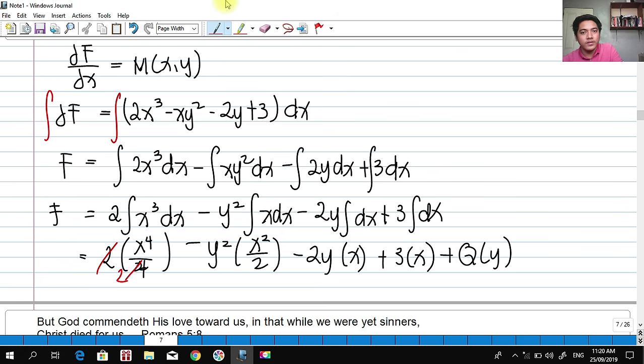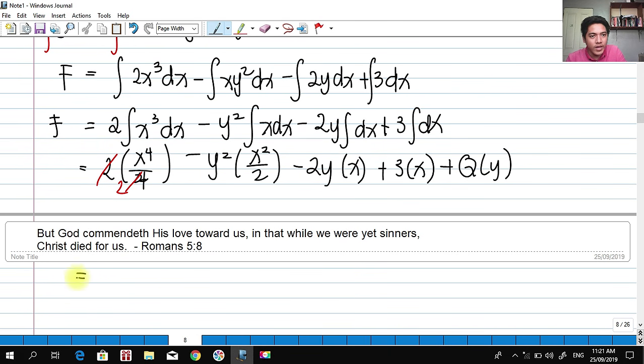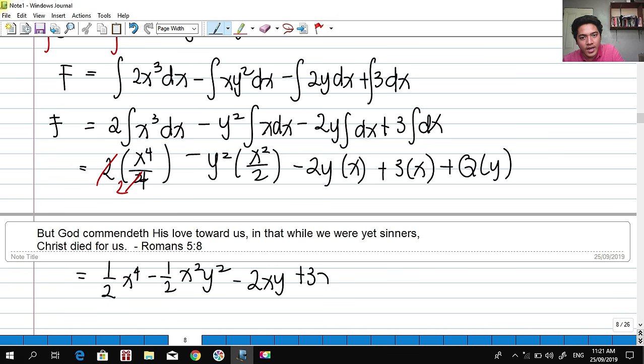So, yeah, we don't have any other terms to simplify. So, let's rewrite that. We have 1/2 x raised to 4 minus 1/2 x squared y squared, okay, x squared y squared over 2, minus 2xy plus 3x plus q of y. And that is our first f.